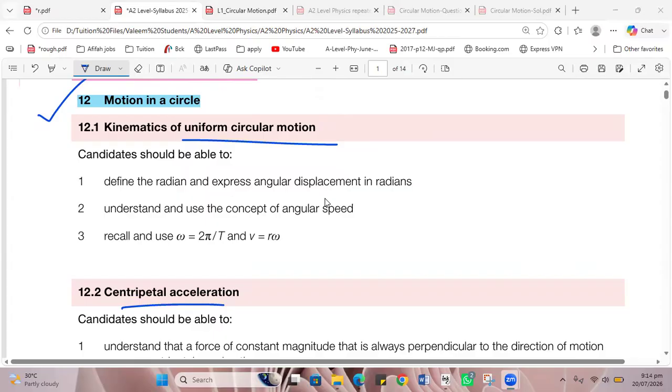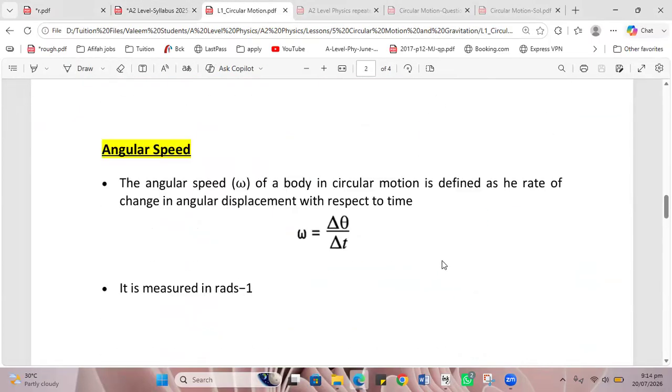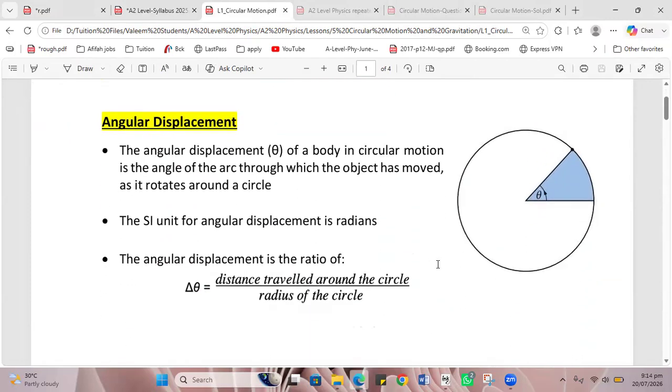So let's try to go over them in the quickest and shortest way possible. So starting with some basic formulas. Number one, we have angular displacement. Okay, just like in linear motion, we used to have linear displacement, linear speed, linear velocity.